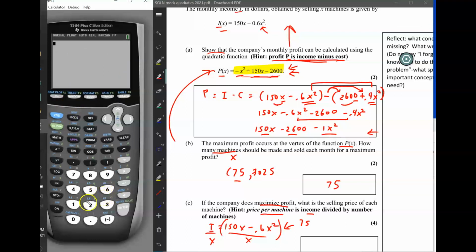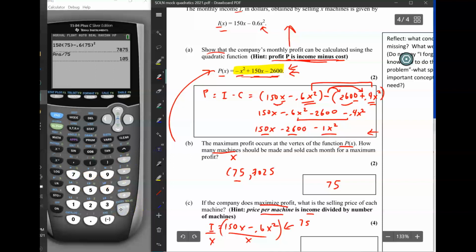Okay, so I'm going to put in 150x, which is 75, minus 0.6x, which is 75, squared. And that would be the income, which is 7875. And then I'm going to divide by x, which is 75. And the answer is 105. So the price for one of the machines is 105. Okay.